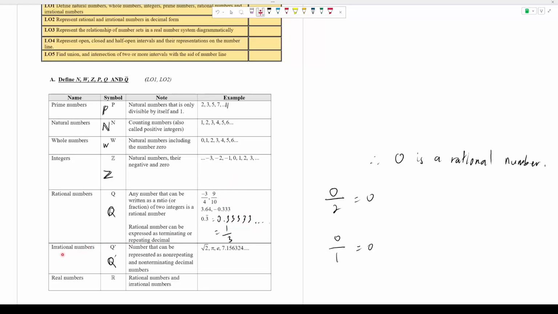So for irrational numbers, the number must be non-repeating and non-terminating. It doesn't stop halfway. It doesn't repeat itself. For example pi, if you press this on the calculator, you can see that the numbers don't repeat and don't stop. Or 7.156324. In other words, irrational numbers are not fractions.